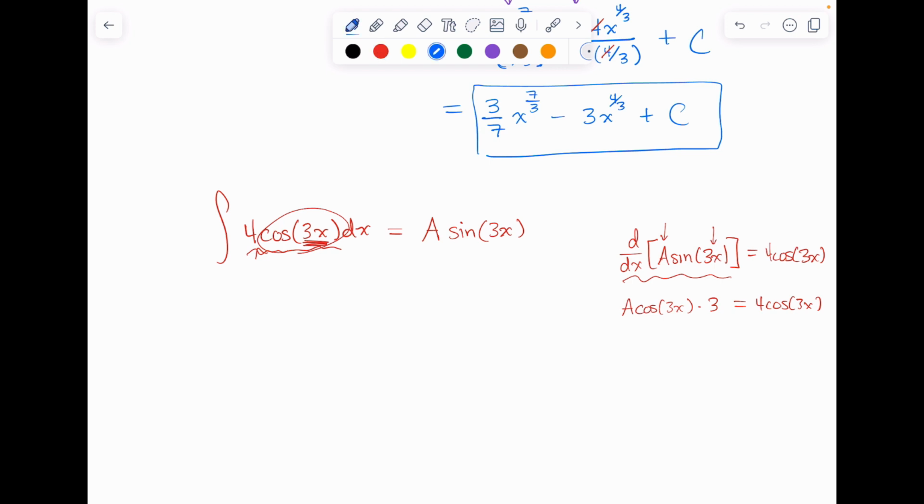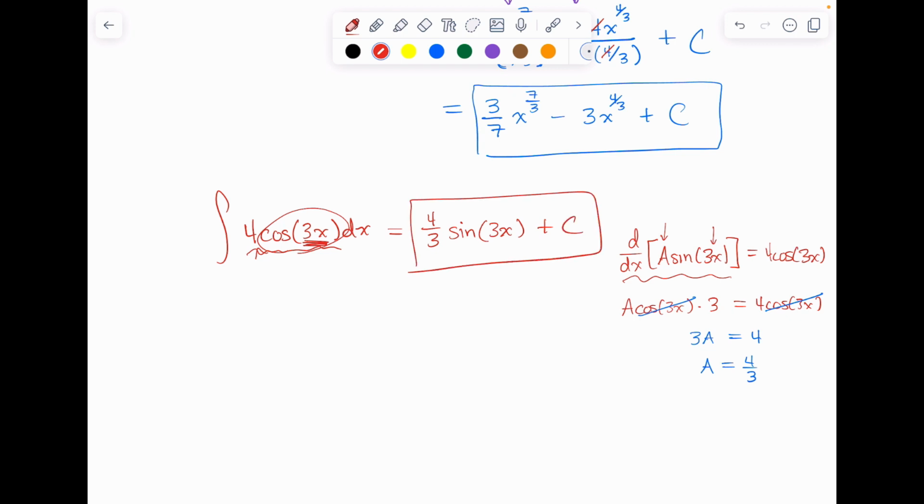Now notice we have a cosine of 3x and a cosine of 3x on each side. And if that's not 0, we can actually divide it out on each side of the equation. And all we're left with is 3 times a equals 4. So this mystery constant needs to be 4/3. And that actually should make a lot of sense, right? So 4/3 sine of 3x, and then, of course, plus c.